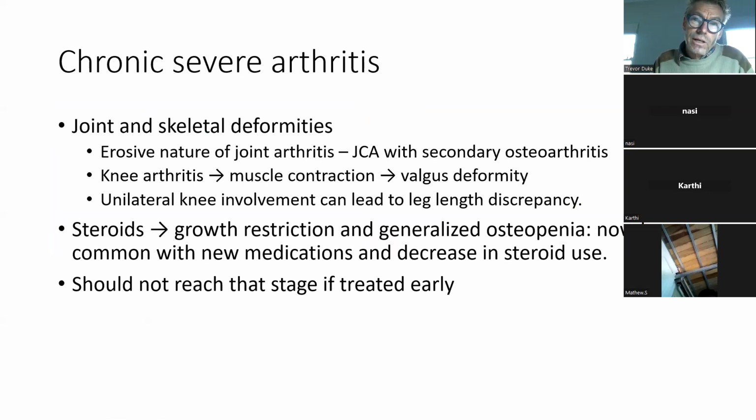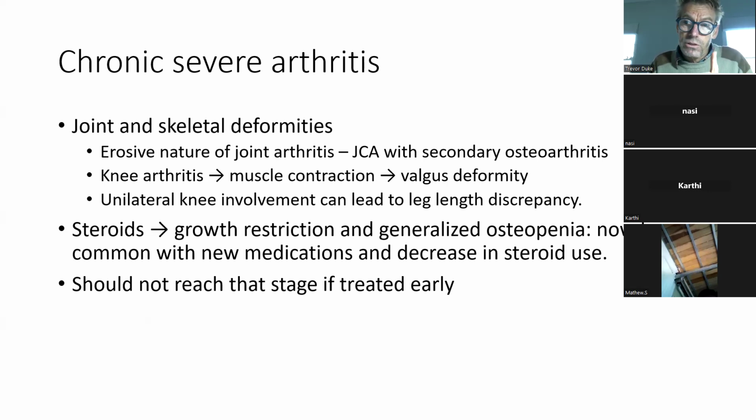I mentioned before that if children don't get treatment for JCA, then they can end up having quite significant skeletal and joint deformities, and that just occurs because of the erosive nature of joint arthritis, and sometimes with secondary osteoarthritis, where you get osteopenia and cartilage erosion and often valgus deformities of the knees. And sometimes if you've got a single joint involved, like a knee, then you'll get leg length discrepancy because there's a lack of growth of the joint, lack of growth of the bone.